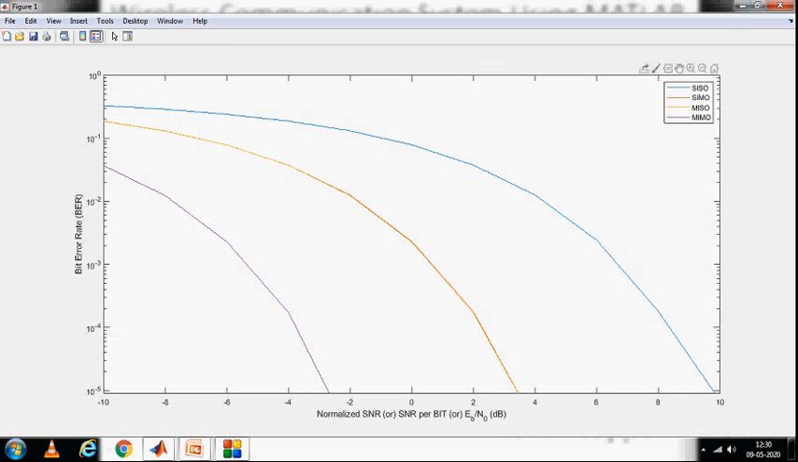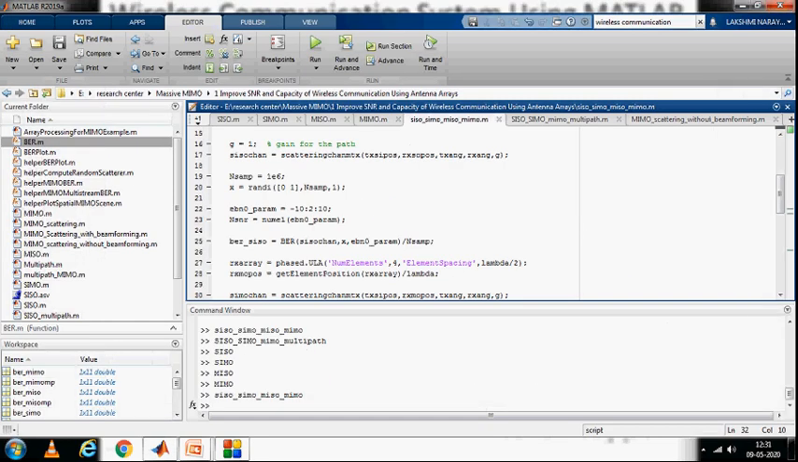Here you can observe single input, single output, single input, multiple output, multiple input, single output, as well as multiple input and multiple output. Here for SISO you are getting the SNR at 10, SIMO and MISO you are getting the SNR close to 4, but MIMO you are getting the normalized SNR close to -2, means there is a 6 dB gap. Overall, when you compare SISO with MIMO, there is a 12 dB performance improvement. That's why MIMO is preferable for future communication applications.